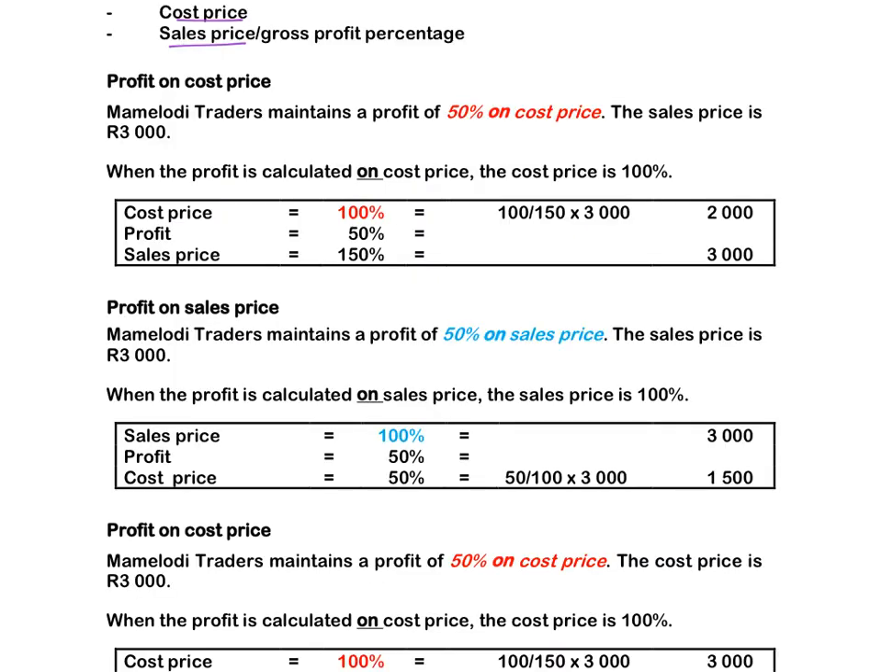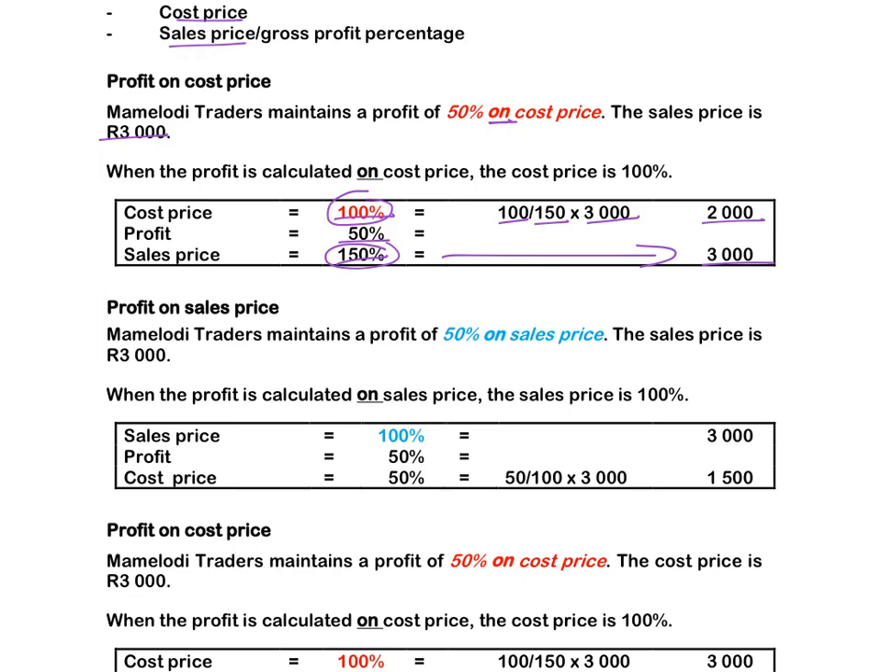Mamelodi Traders maintains a profit of 50% on cost price. That means the cost price equals 100%. The profit is 50, so the sales price must then be 150%. The sales price is given as 3,000 Rand. So next to the 150%, you will record the 3,000. If we want to calculate the cost price, we will take the one that we want, 100%, divide by the percentage that we know, 150, times 3,000, and that will give me the cost price as 2,000 Rand.